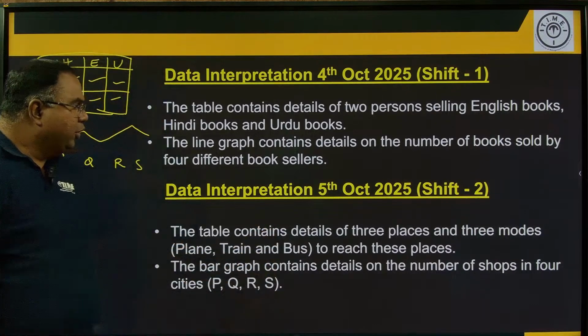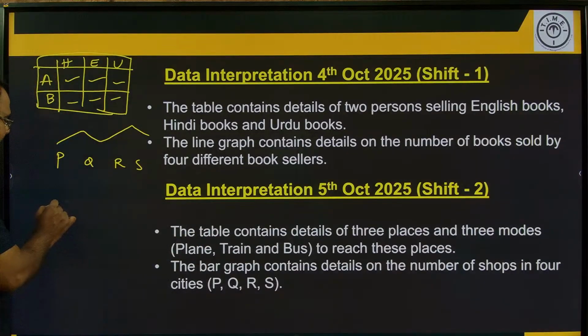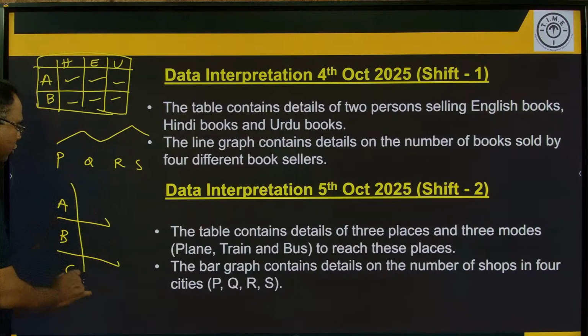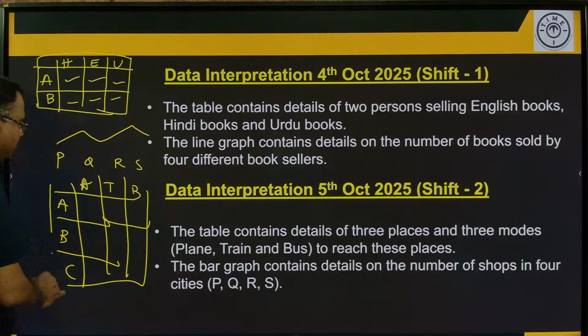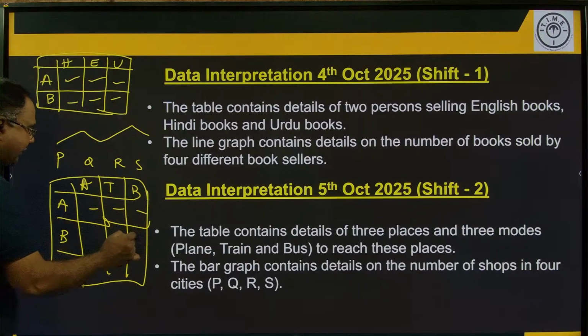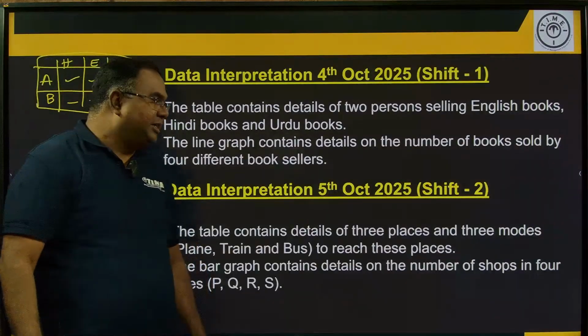If you look at shift 2, 5th October, the table contains 3 places and 3 modes. Let us say ABC are the places. You can reach these places through 3 modes of transportation: aeroplane, train, bus. All these are 3-digit numbers and the data is easy to read, easy to understand. At the same time, questions are also direct and easy to calculate.